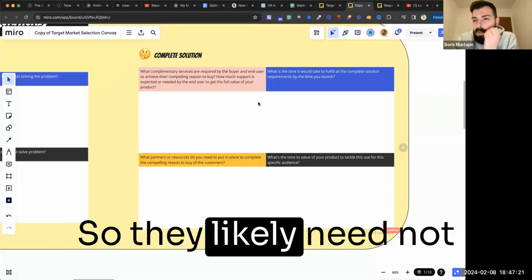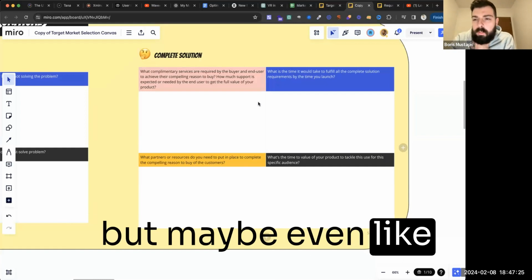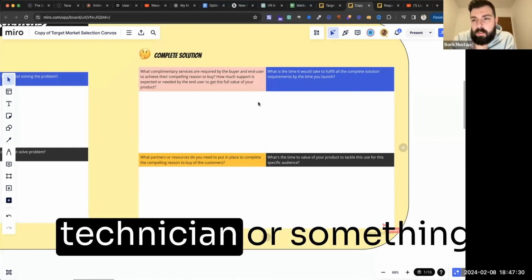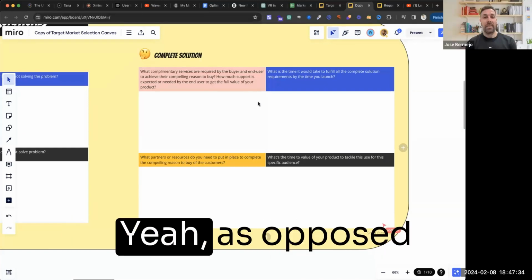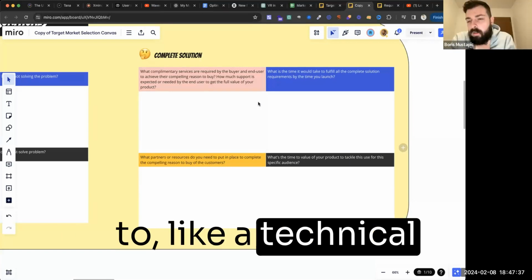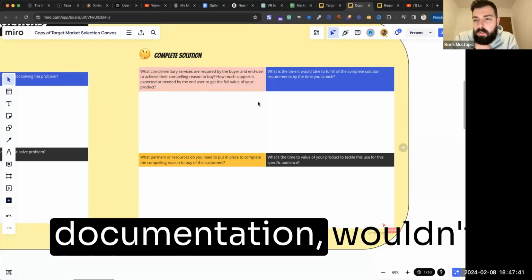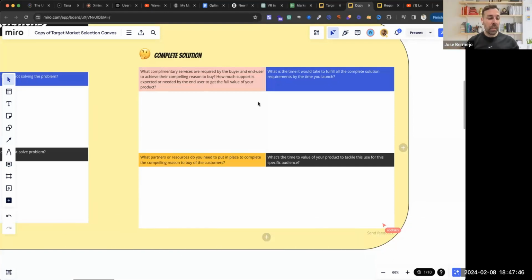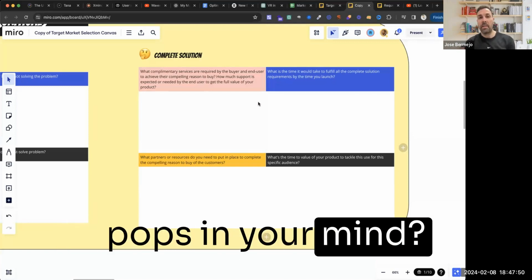Yeah, so they likely need not just remote support, but maybe even on-premise support, someone to come there, potentially like a technician or something like that, to fix the thing. As opposed to a technical audience that might want documentation, for this type of audience, documentation wouldn't be too much help. Fantastic. Yeah, that's the way of thinking. What else, Radhika? What pops in your mind?